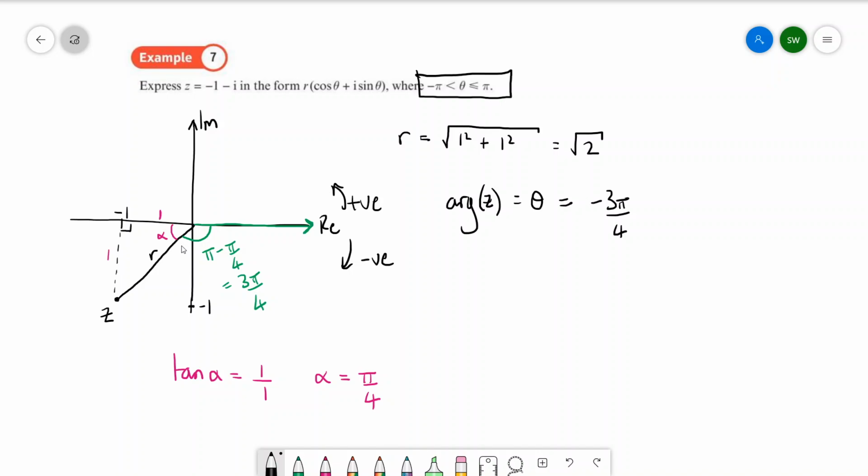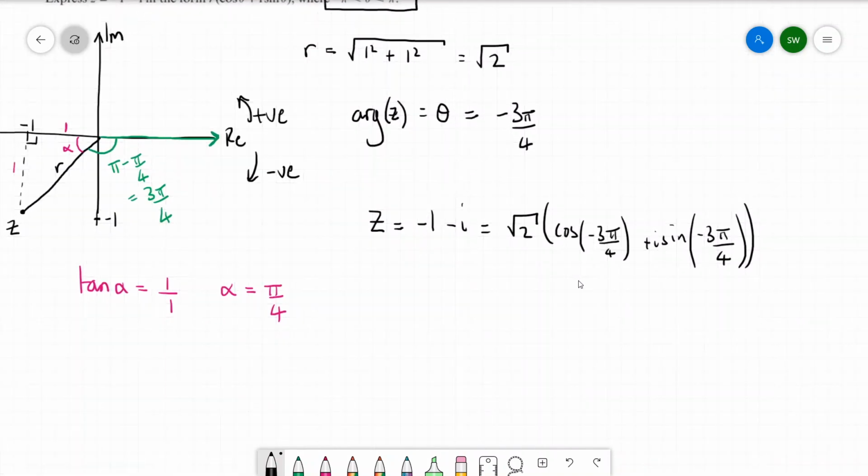So then that means that we can express z, -1 minus i, as r, so √2, times cos of minus 3pi/4 plus i sine of minus 3pi/4.